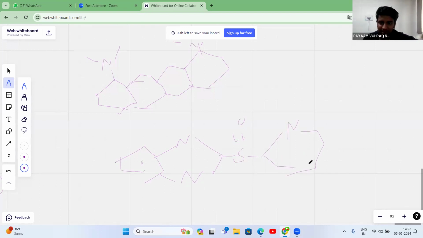बेंजिमिडाजोल सल्फोनिल पिरिडीन ग्रुप. याद रहेगा. This is the skeleton of all prazoles, of any proton pump inhibitors, है ना.